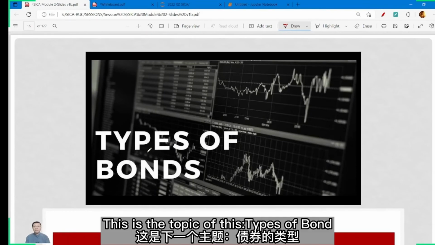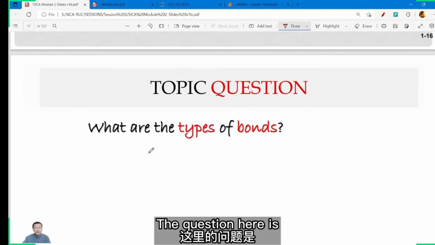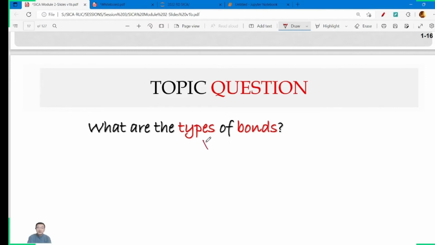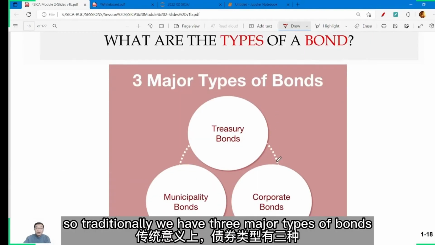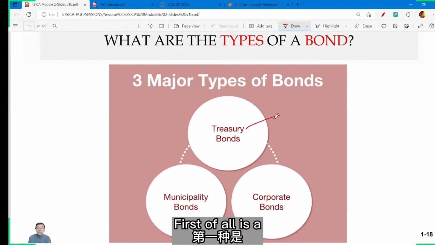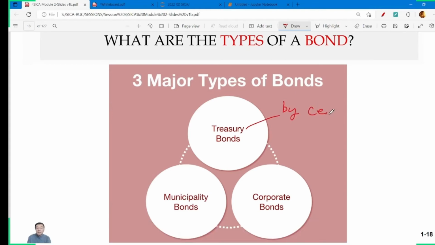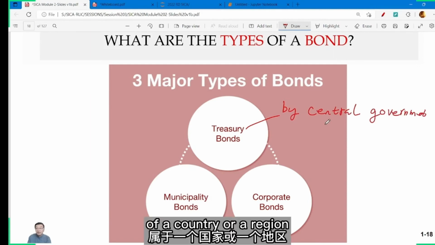This is the topic of types of bonds. The question here is, what are the types of bonds? Here we mean standard types or traditional types. So traditionally we have three major types of bonds. First of all is treasury bonds. A treasury bond is issued by the central government of a country or a region.